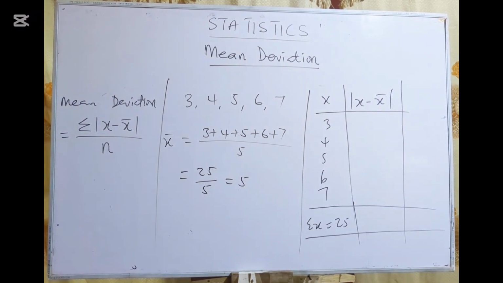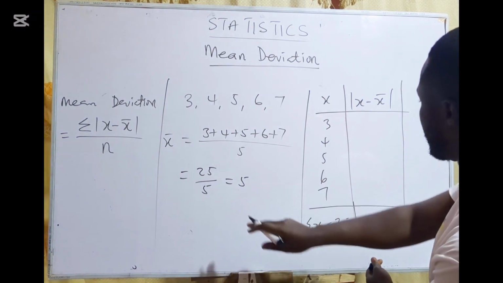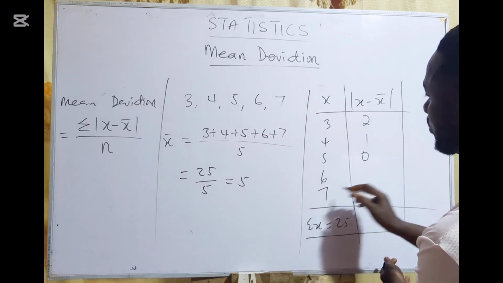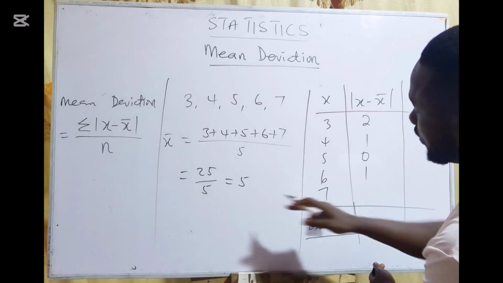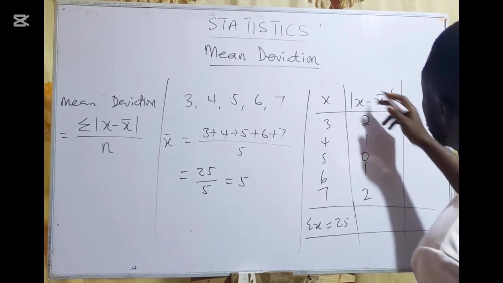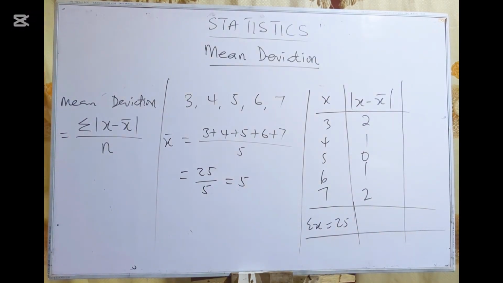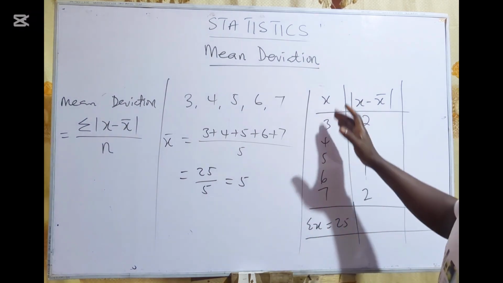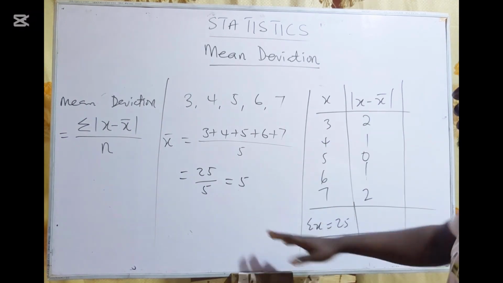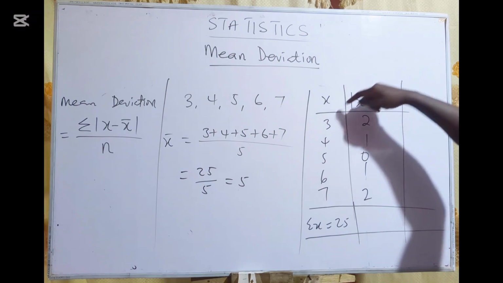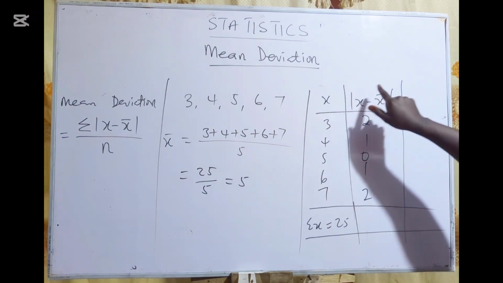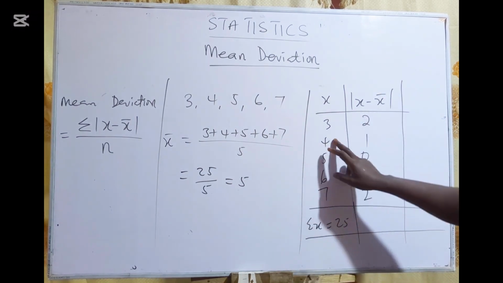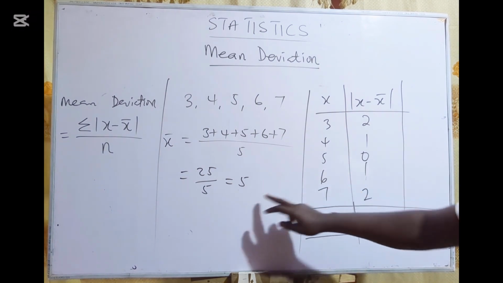We have 25, and 25 divided by 5 gives us the mean, 5. Then you subtract the mean from the value. So 3 minus 5, the absolute value, is 2. 4 minus 5 is 1. 5 minus 5 is 0. 6 minus 5 is 1. 7 minus 5 is 2. The absolute value here means that we are only going to use the positive, not the negative.